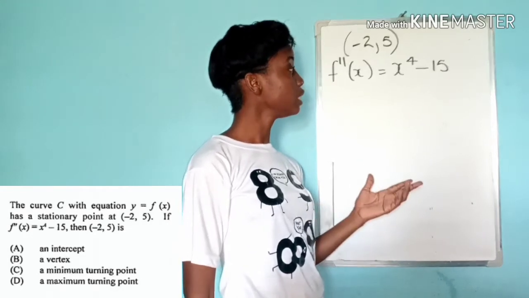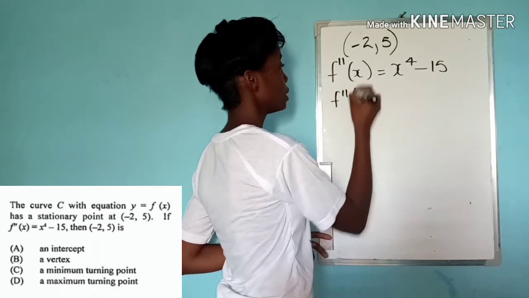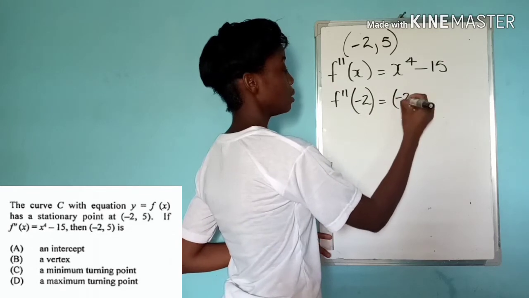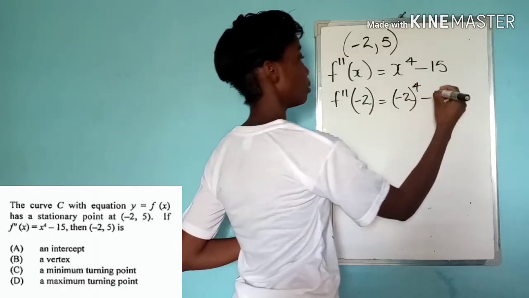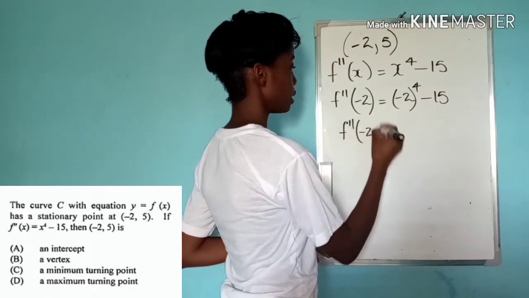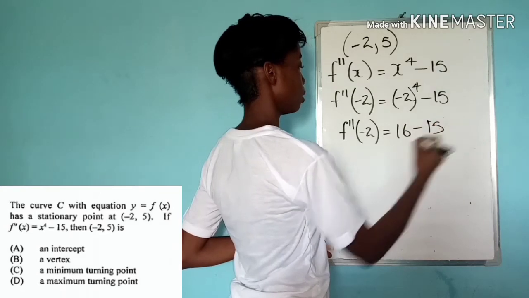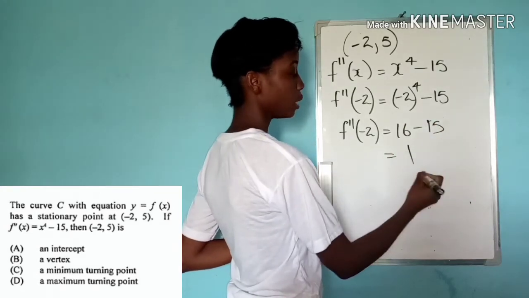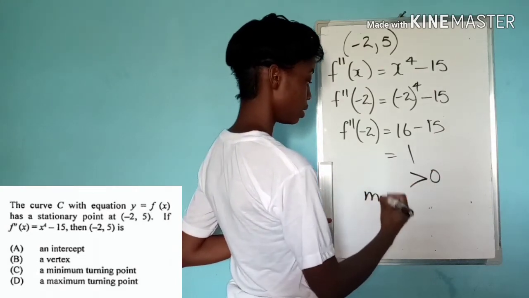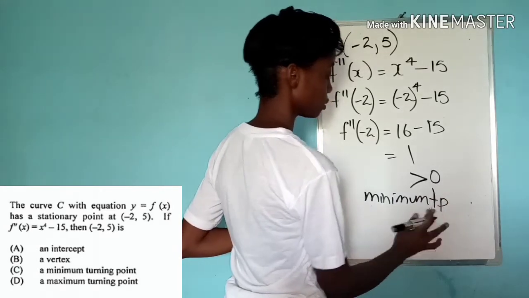So what we need to do at this point is to substitute the value of x that we are given for the point, in this case negative 2. So negative 2 to the 4th power minus 15. And so the second derivative at this point is going to be 16 minus 15, which is 1. And 1 is greater than 0. And so we know this is a minimum turning point.